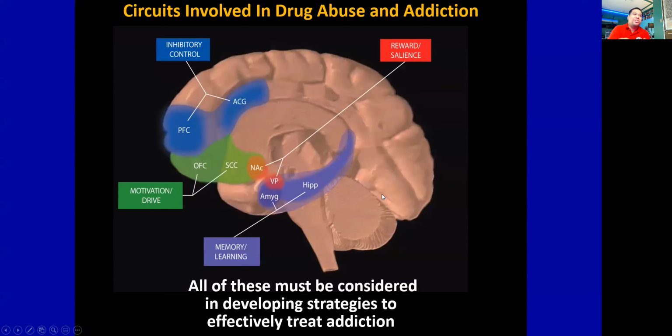So these are the brain circuits that are affected by drug abuse and addiction. The areas here contain circuits that underlie feelings of reward, learning, and memory. So each of these brain areas and the behavior they control must be considered when developing strategies to treat drug addiction. So we have the prefrontal cortex, the anterior cingulate gyrus, the orbitofrontal cortex, right? The subcallosal cortex, the nucleus accumbens, the ventral pallidum, the hippocampus, and the amygdala.